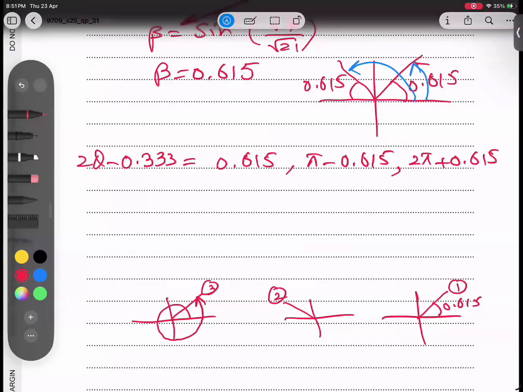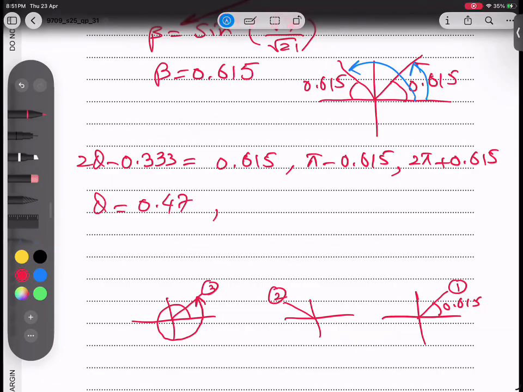Now, students, why 2 pi? Because one complete cycle. Now check it. This will add, and divide by 2. So let's do the first answer: plus 0.333 and divided by 2. My first answer is coming 0.47. So I think this part is clear, and let's go for the next.